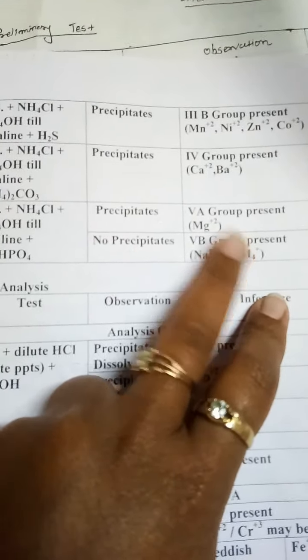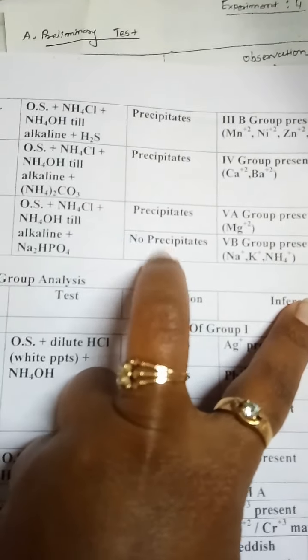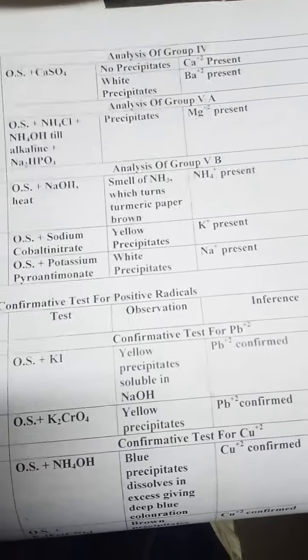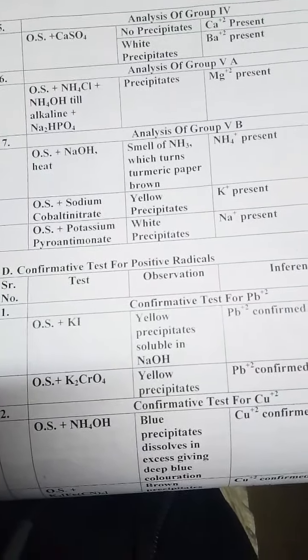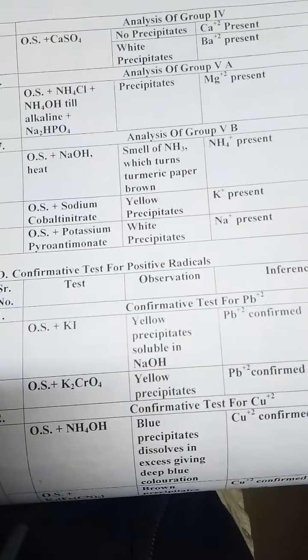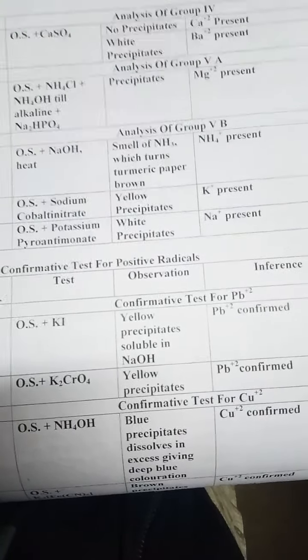So in your observation, if there is a precipitate, then group 5A is present, but here we didn't get precipitates, so your observation is no precipitates. So group 5B is present. As you find in your wet test for positive radical, group 5B is present. So now we are going to analyze group 5B.